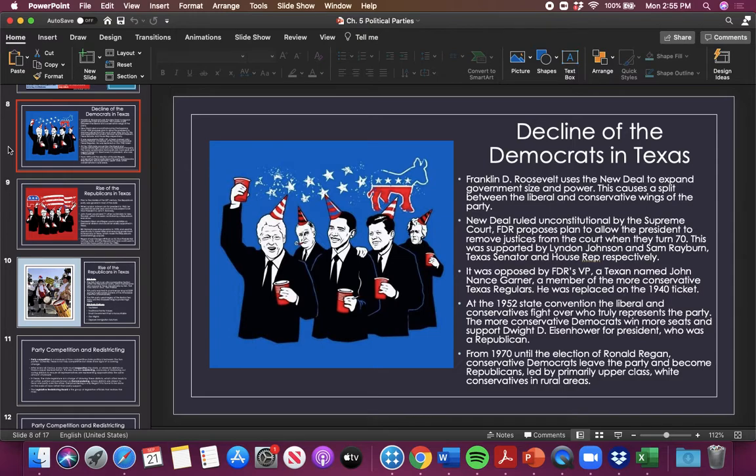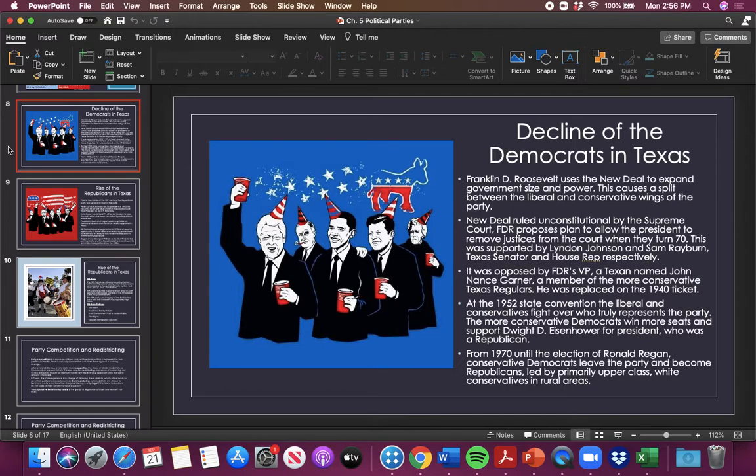And a lot of people don't realize the New Deal was actually ruled unconstitutional initially by the Supreme Court. And so FDR actually makes some proposals that the president should be able to remove justices, add more justices, and things like that to get the New Deal through. This was supported by two prominent Democrats from Texas, Lyndon Johnson and Sam Rayburn, a senator and a House rep. FDR's vice president, a Texan named John Nance Garner, was more conservative and actually opposed this. And he was replaced in 1940.